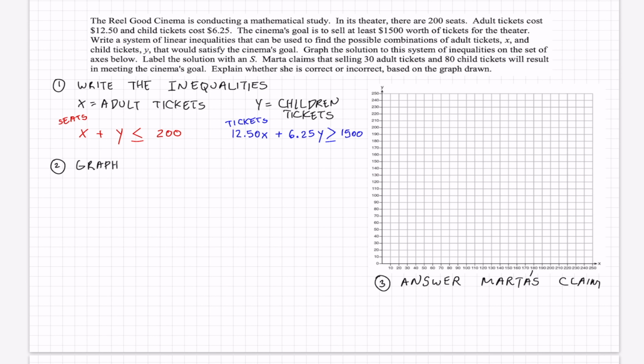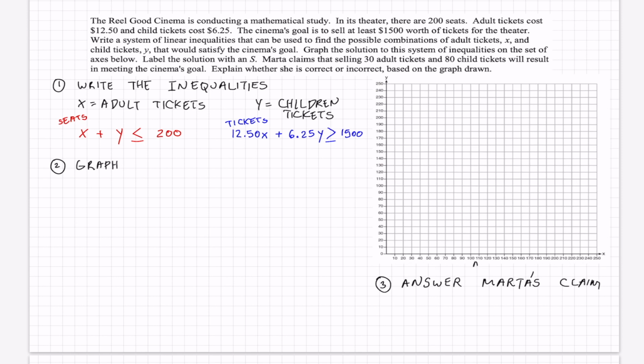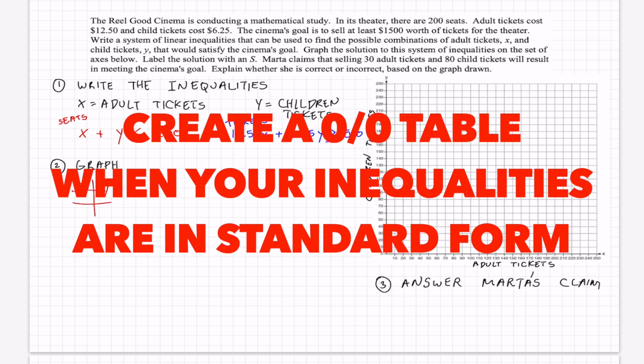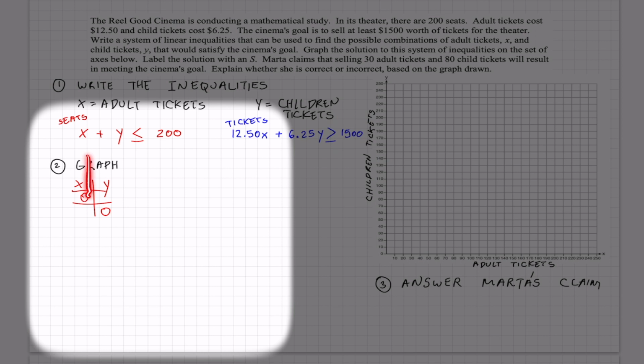The second step is to graph it. On my x-axis are adult tickets, and on my y-axis are children tickets. If your x and y are on one side of the inequality, just like these 2 inequalities, the easiest way to graph that is by making your own points up by creating an x, y table. So the first one's easy. If I put in 0 for x, that's going to be 0 plus y. We can write equals, we're just trying to get points, equals 200. I get my first point right away.